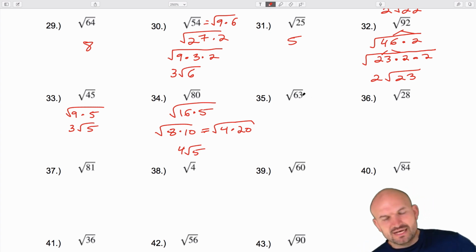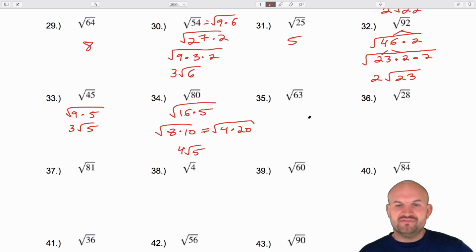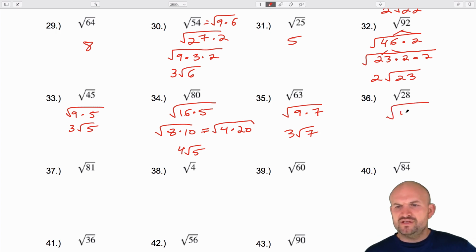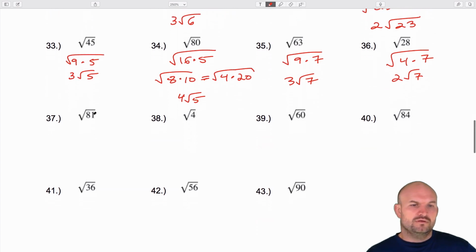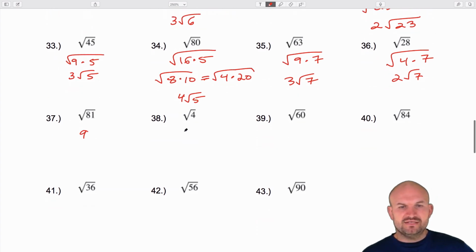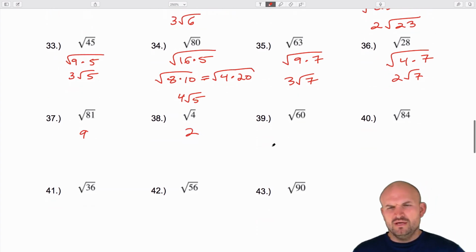Here I recognize that's going to be a 9 times 7. So that's 3 square root of 7. Here I recognize 4 goes into that. So that'd be 4 times 7. 81 is a square number, so that's going to be 9. 4 is a square number, that's going to be 2.